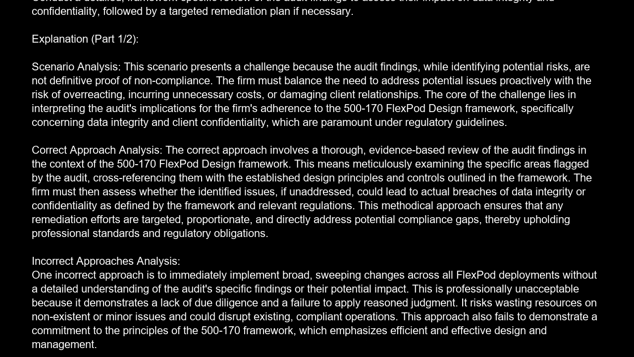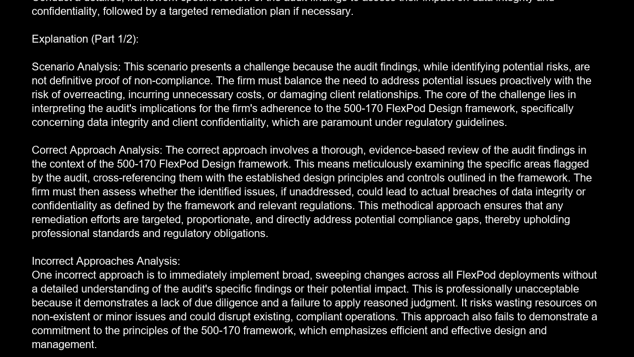Explanation. Scenario analysis. This scenario presents a challenge because the audit findings, while identifying potential risks, are not definitive proof of noncompliance. The firm must balance the need to address potential issues proactively with the risk of overreacting, incurring unnecessary costs, or damaging client relationships. The core of the challenge lies in interpreting the audit's implications for the firm's adherence to the 500-170 FlexPod design framework, specifically concerning data integrity and client confidentiality, which are paramount under regulatory guidelines.